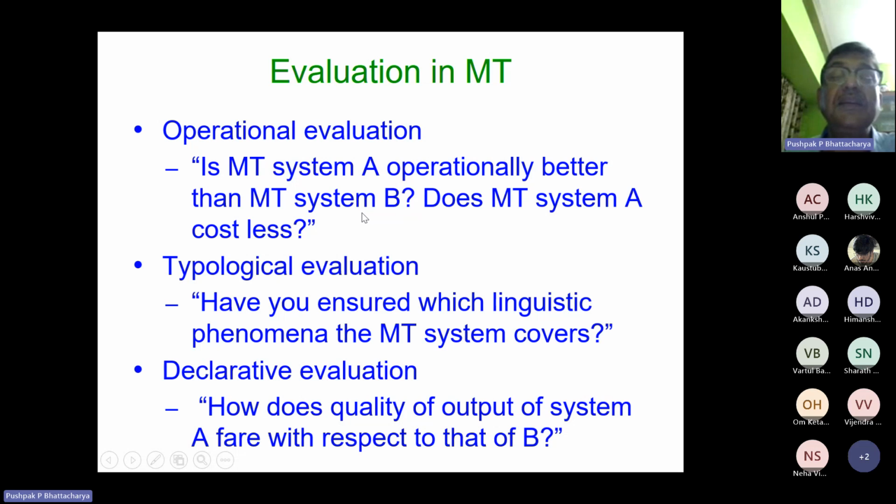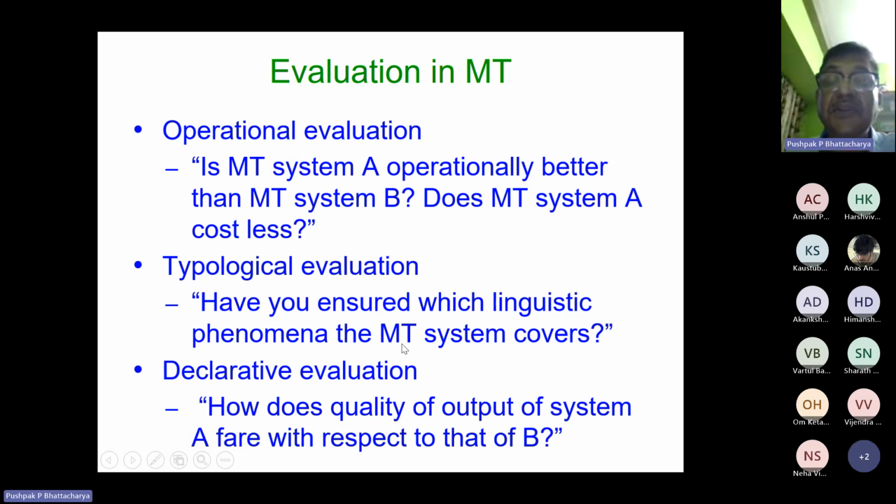Translation is a practical need. Now the question is, if there are multiple translation systems, which one should I buy? Sure, the one that costs less and gives equal accuracy, of course, is very nice if you're comparing two systems. So cost is one of the operational parameters.